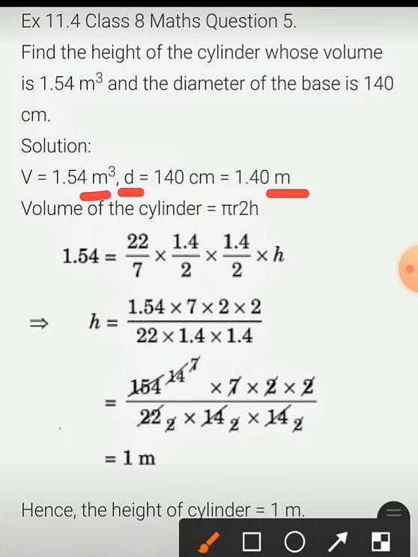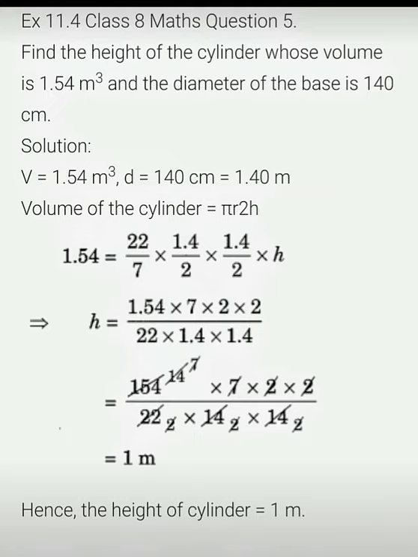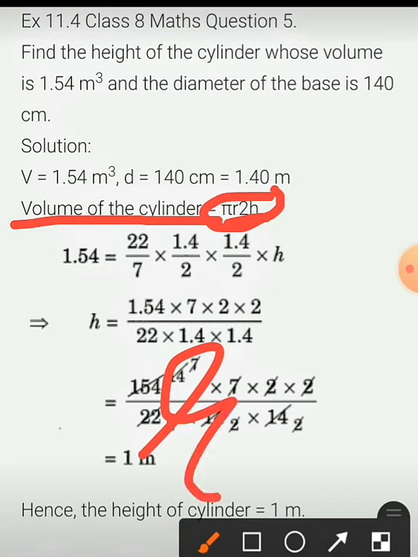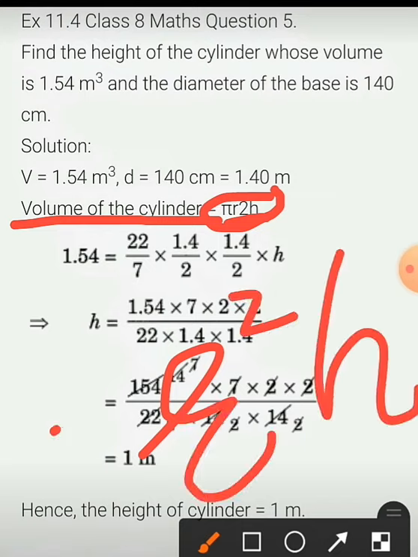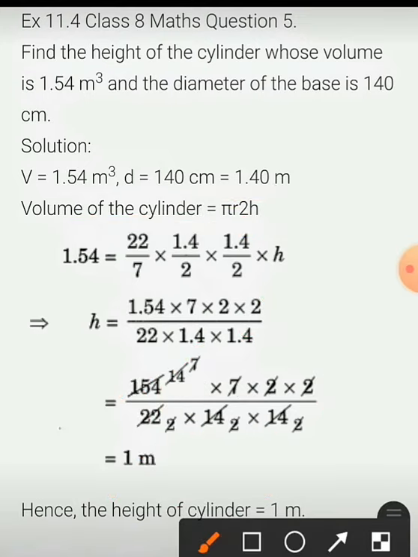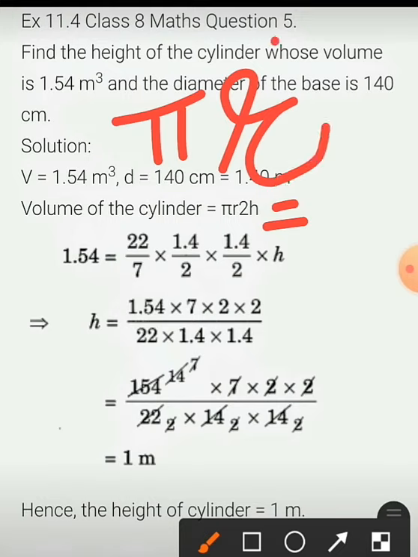Now we will start our solution part. Volume is given to us, so we will start with the formula of volume. The volume of a cylinder formula is pi r square h. This is r square, not r2, that is a printing mistake. So the formula is pi r square h, and this is the formula for the volume of a cylinder.